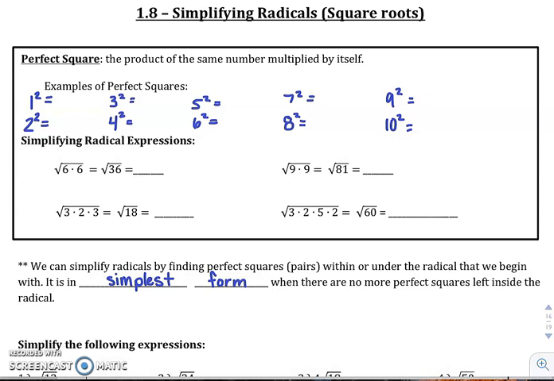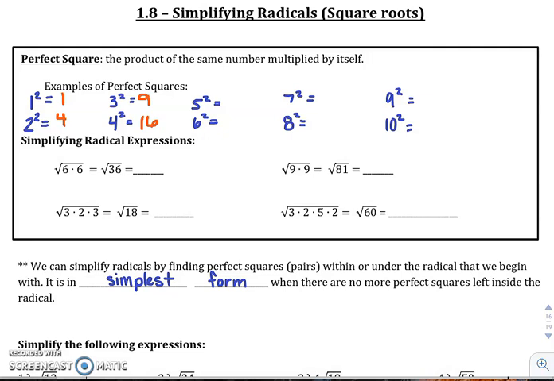Like perfect squares would be 1 times 1. 1 squared is going to be 1. Then 2 squared, 2 times 2, is going to be 4. So 1 is a perfect square. 4 is a perfect square. 3 squared, 3 times 3, is 9. 4 squared is 16.